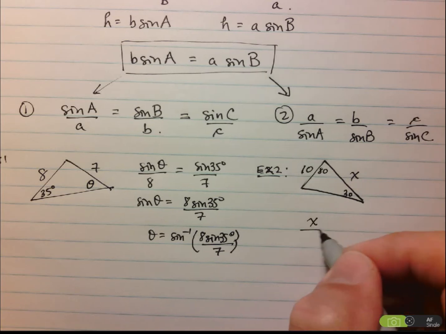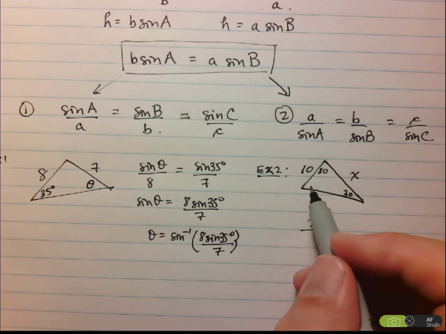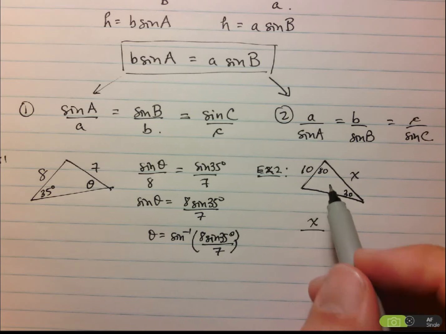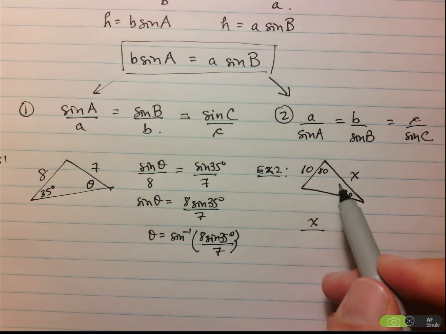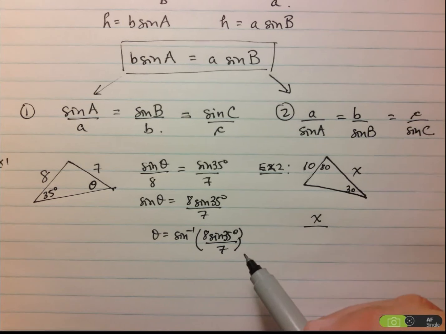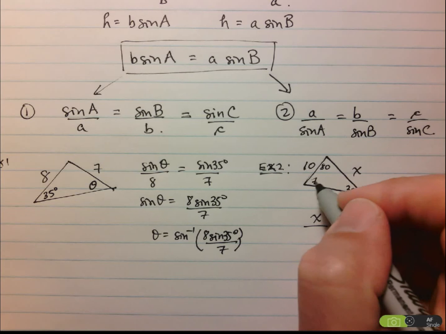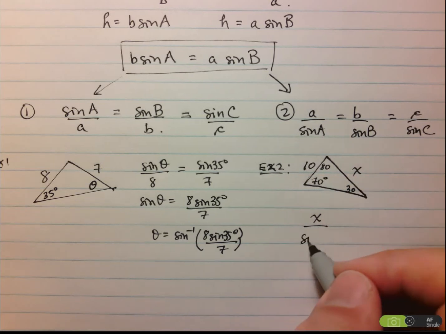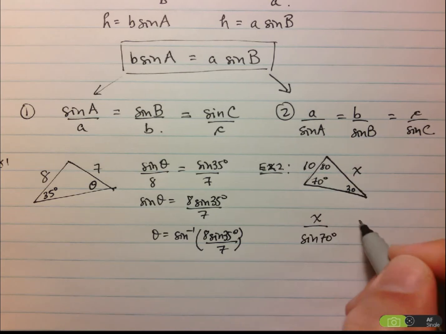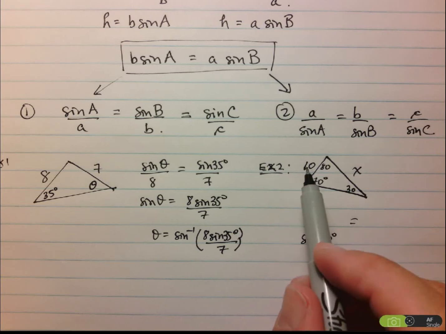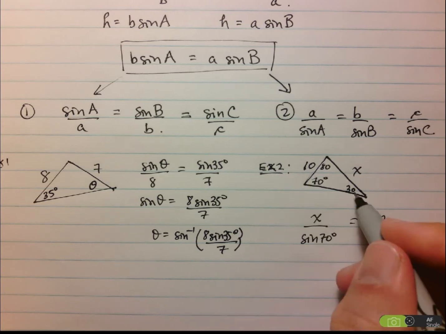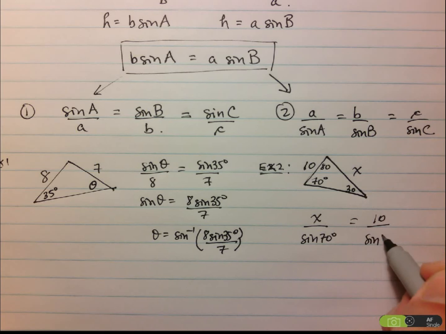I'm looking for this side length here, so I'm going to work with this version of the equation, and I have x over, wait a minute, I don't have its opposite angle. But in this case, that's not a problem, because I know the other two angles in the triangle, so sometimes you do have to do a little bit of work. So let's find this out. 80 plus 30 is 110, so this angle here would be 70. So x over sine 70 degrees is equal to, and now we have this side, which is 10, divided by the sine of its opposite angle, 30 degrees. And so x can be found by just multiplying this to the other side, 10 times sine 70 over sine 30.